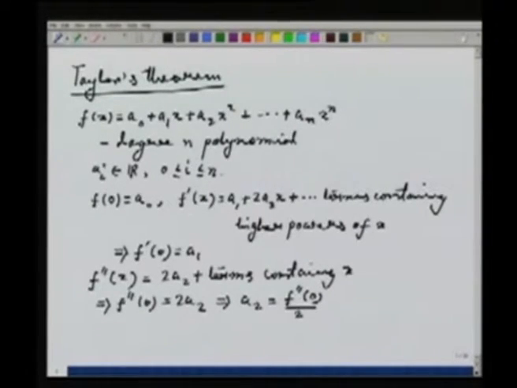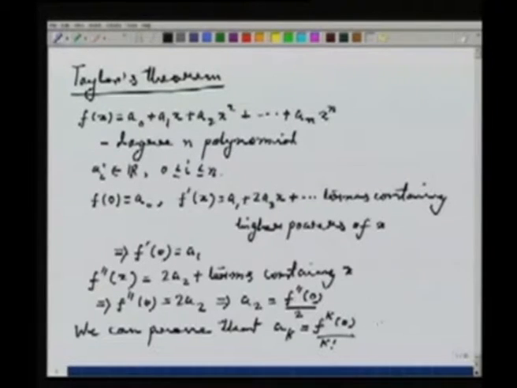If I go on likewise, I can actually produce the following formula. We can prove that ak is equal to f^(k)(0) divided by factorial k for all k satisfying 0 less than or equal to k less than or equal to n. Here the convention is that the 0th derivative means just the function. That means I am not differentiating.